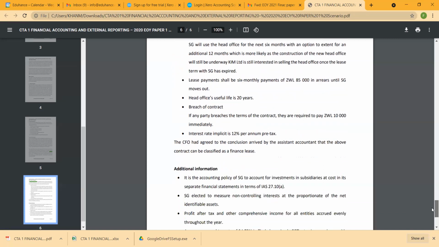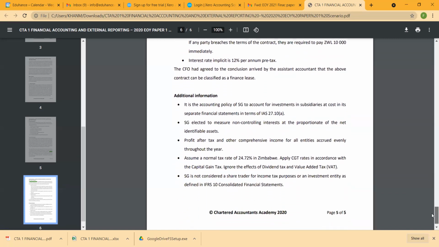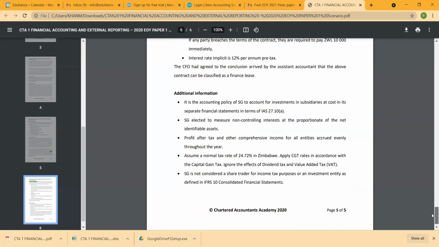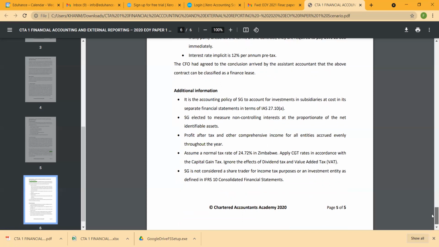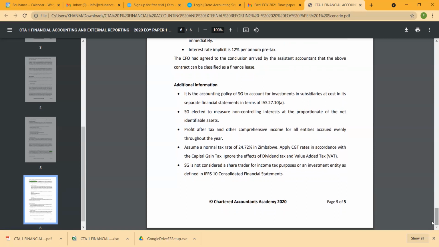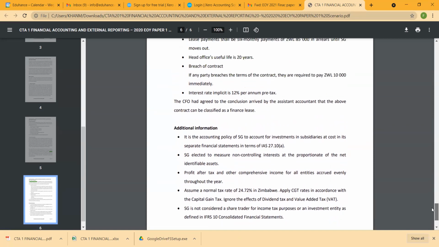Okay, additional information. It is the accounting policy of SG to account for investment in subsidiaries at cost. SG elected to measure non-controlling interest at their proportionate share. Profit after tax and other comprehensive income accrue evenly. Assume a normal tax rate of that percentage. And then SG is not considered a share trader for income tax purposes. Okay. Do you have any questions on this so far?